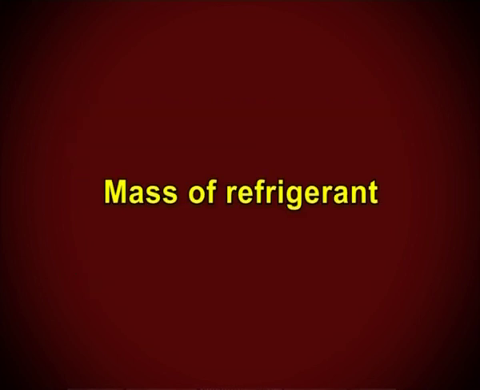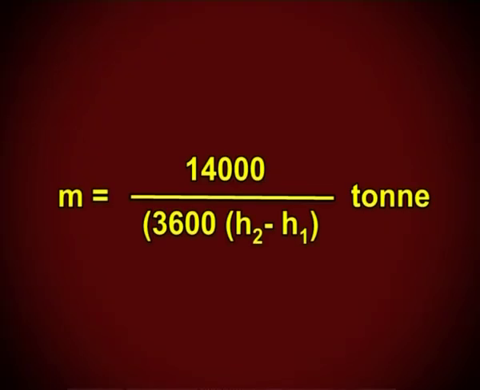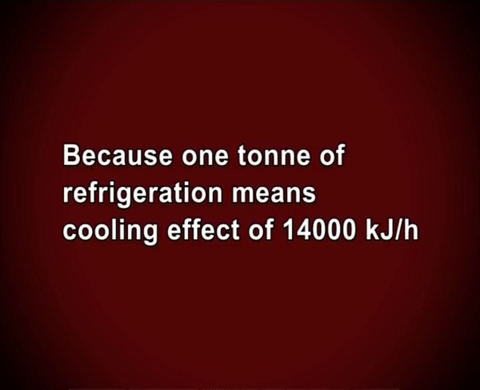Mass of refrigerant. Mass of refrigerant circulated, that is per second per ton of refrigeration, may be calculated by dividing the amount of heat by the refrigerating effect. Mass of refrigerant circulated is m equals 14,000 divided by 3,600 into (h2 minus h1) per ton, because 1 ton of refrigeration means a cooling effect of 14,000 kJ/h.